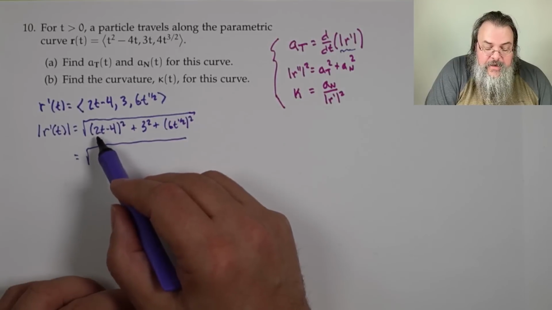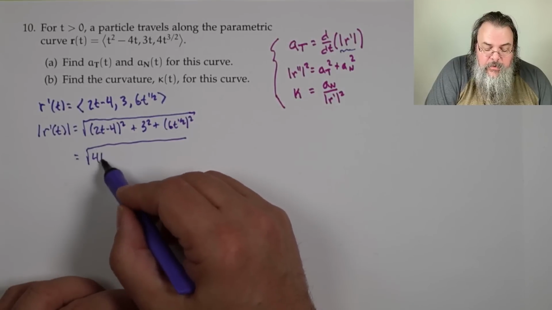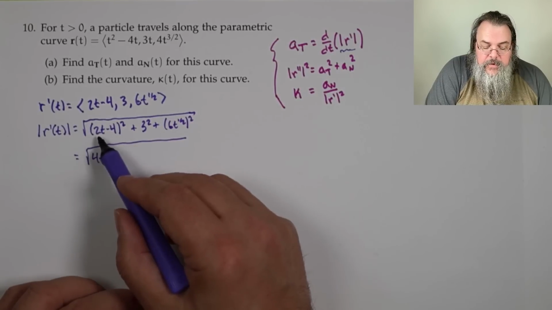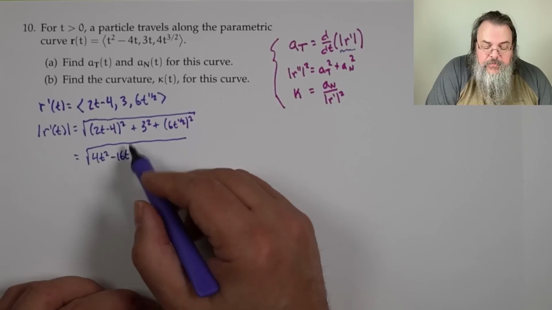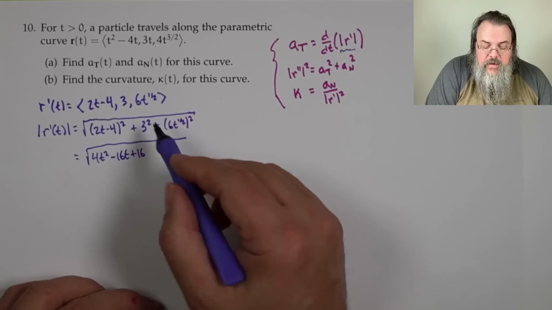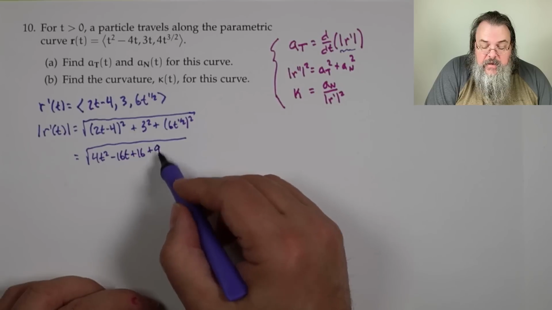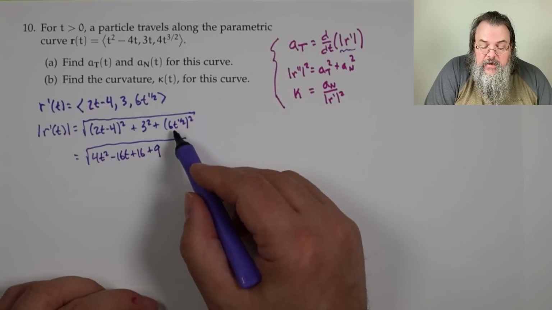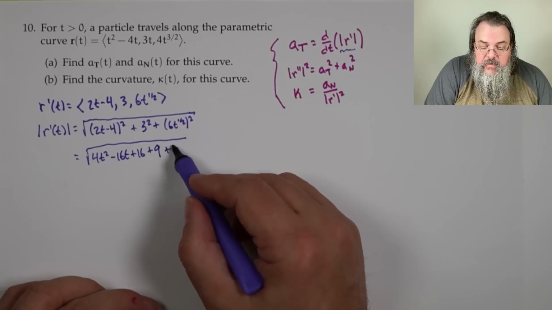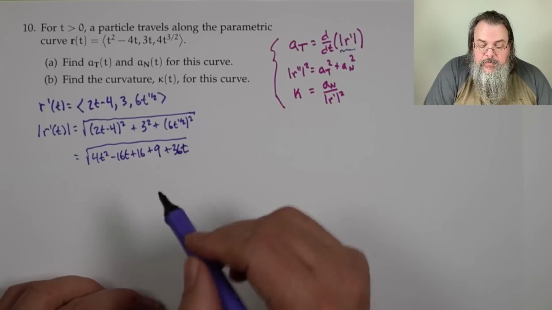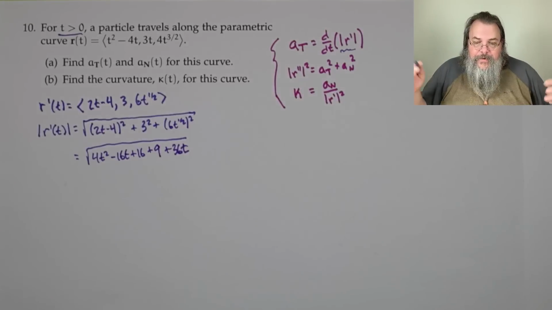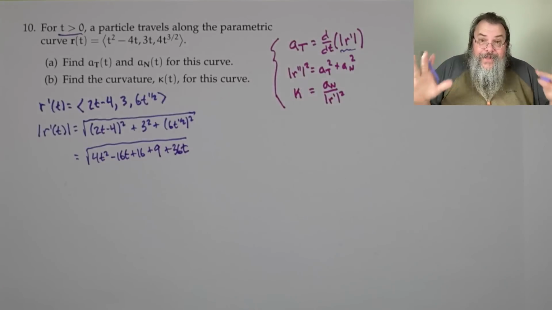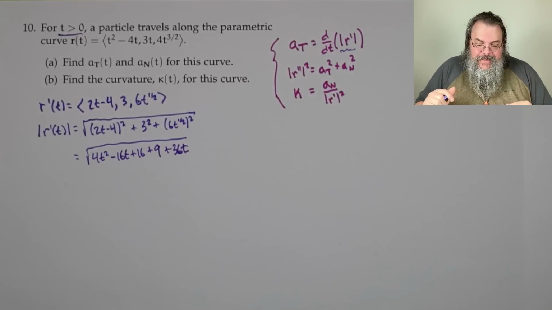So we start expanding. This will give us 4t squared. Your a squared, your 2ab. Don't forget your cross terms. And so that's going to be minus 16t, and then plus 16. We have a plus 9, 3 squared. And here, 6 squared is 36, and t to the 1/2 squared is t. Notice here we're always assuming t is positive, so we're not going to worry about what if t is negative. Not a problem for us.